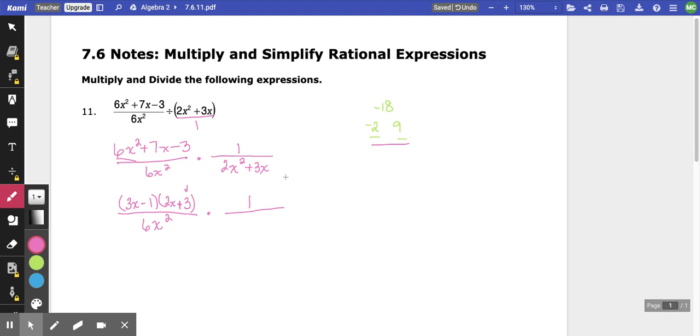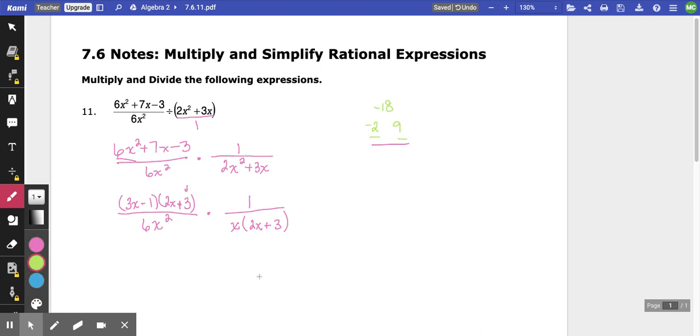For my second denominator, I've got a 2x squared plus a 3x. So there's only 2 terms there, but it's still quadratic. Now remember, the first thing you're always supposed to look for when you're factoring is a greatest common factor. So looking at the 2 terms that are there, I do have an x in common. So I'm going to factor out an x. What times x would give you 2x squared? That would be 2x. And what times x would give you 3x? That would be 3.